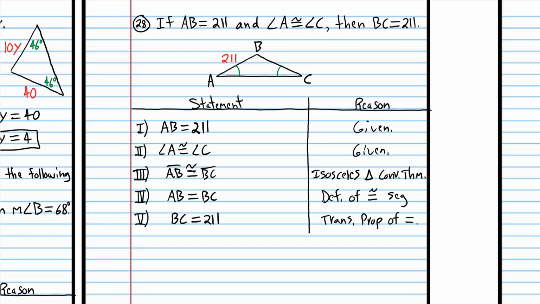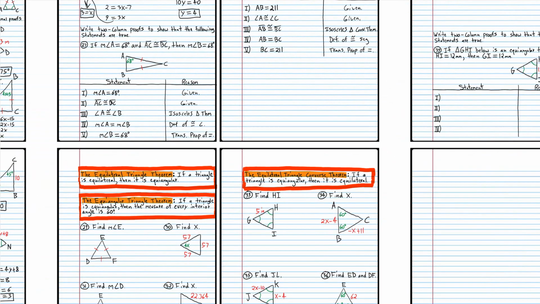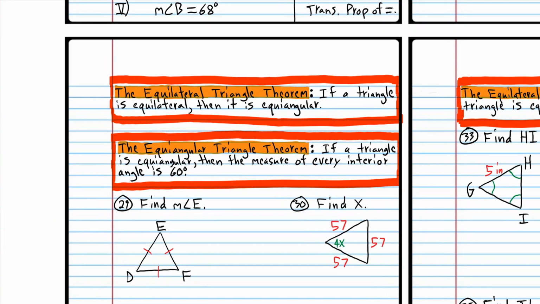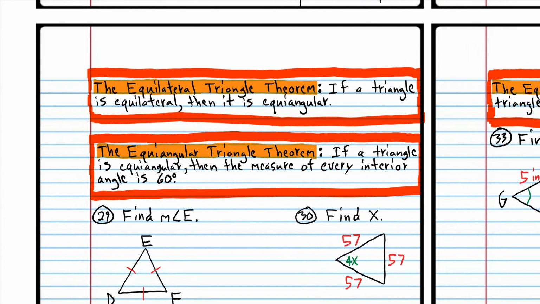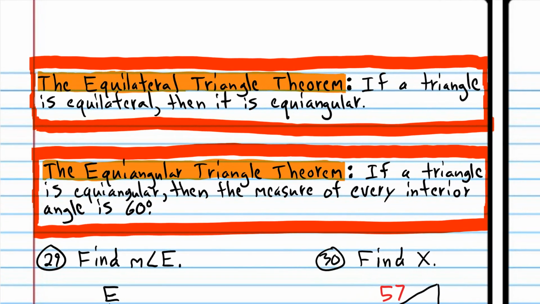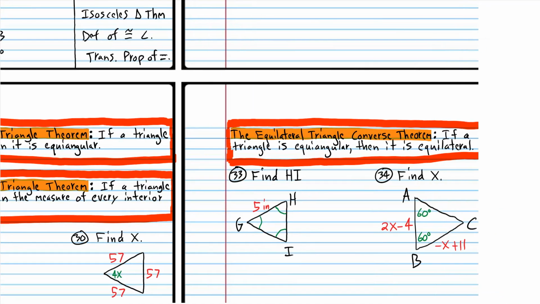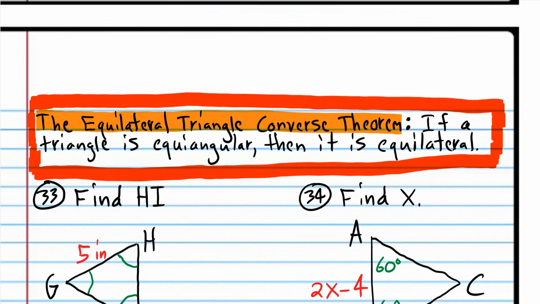So if you got those answers, good job. All right, now we're going to go on to the Equilateral Triangle Theorem. If a triangle is equilateral, then it is equiangular. So go ahead and get screenshots of those theorems. And while you're at it, go ahead and get a screenshot of this theorem too. These are the last three theorems we're going to use today.